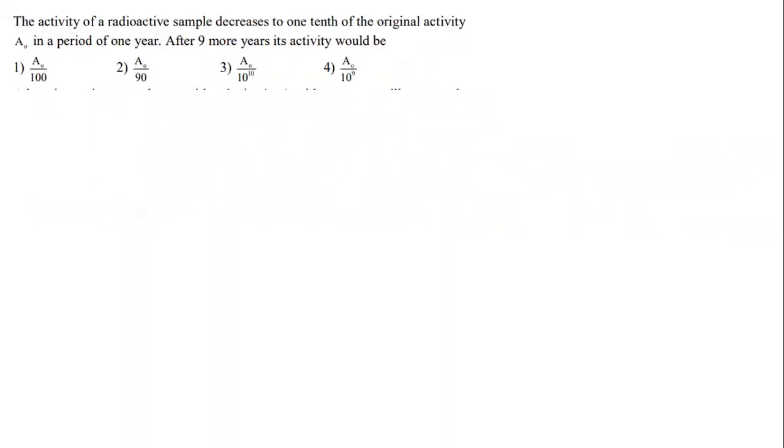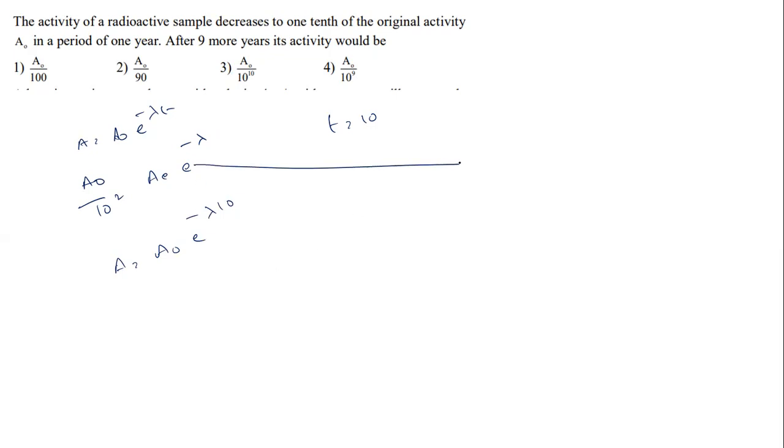Now next. The activity of a radioactive sample decreases to 1/10 of the original activity A naught in the period of 1 year. So A naught given, so A is equal to A naught e power minus lambda t. So this is A naught by 10 is equal to A naught e power minus lambda, because t is given 1 year. After 9 years means total time is 10 years. Then A is equal to what you write? A naught e power minus lambda into 10. So from this expression, e power minus lambda is equal to 1 by 10.